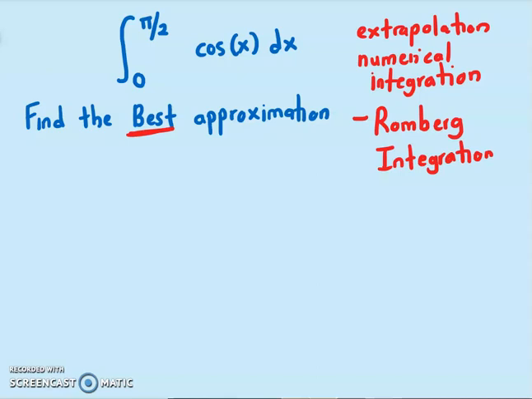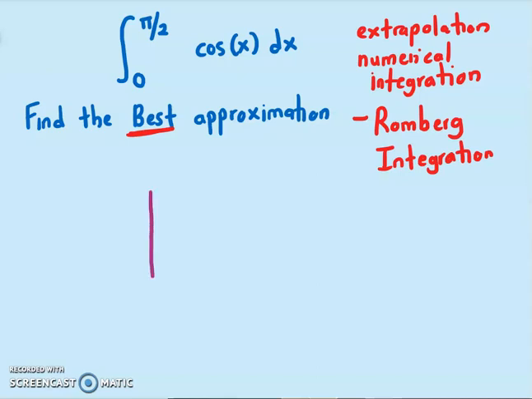Romberg integration is derived using the trapezoidal rule for n sub-intervals. So obviously we are going to focus on the trapezoidal rule for n sub-intervals, which is also known as the composite trapezoidal rule. This is how you know whether it's extrapolation or not. The key word here is the best approximation.